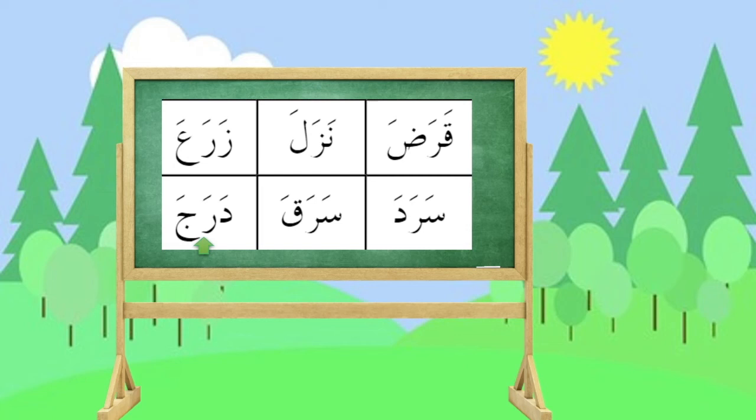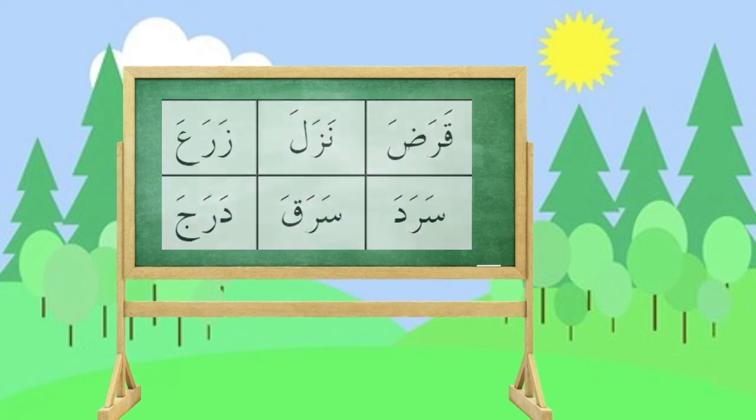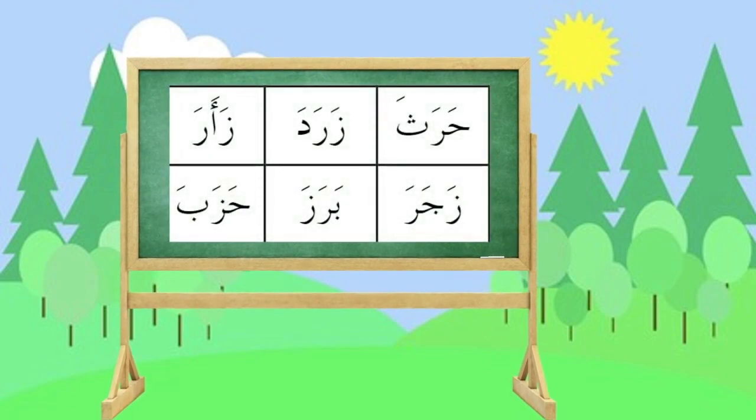We come to the last word on this page and it's da ra together. Da ra. And the letters are not connected because they're poor letters. Da ra. And then we have the last letter ja. Da ra ja. Alhamdulillah. You guys are doing a great job. We are going to move on to the last set of words for today, inshallah.